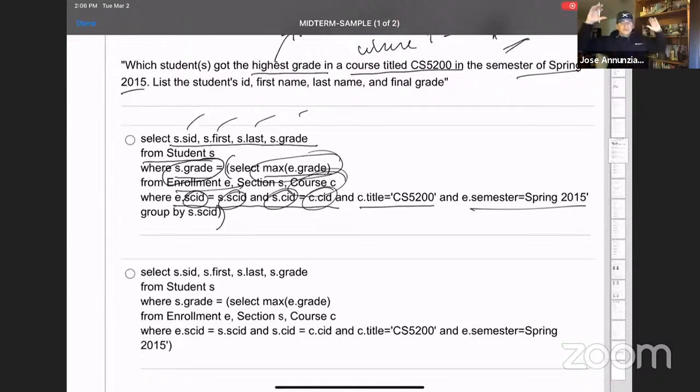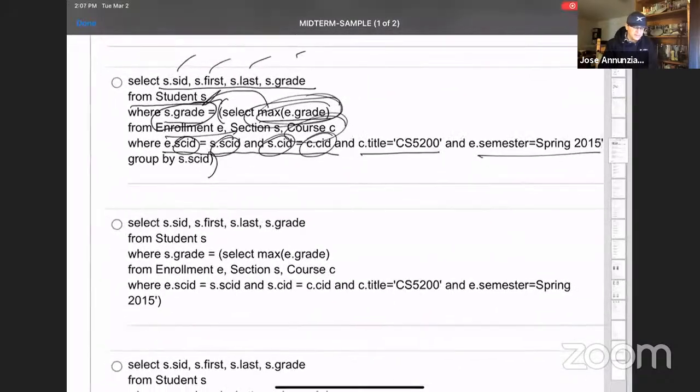So we're filtering and saying, okay, what's this enrollment, these sections, these courses that match this semester and this title. So this looks promising, right? And then the result of that max, we are then finding what student that is. Okay, so this one's promising. Let's look at this next one.